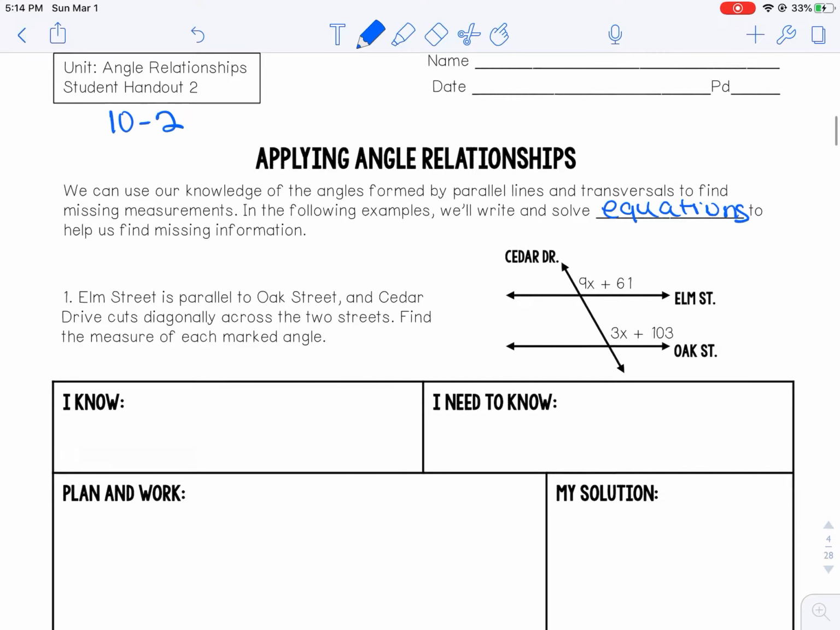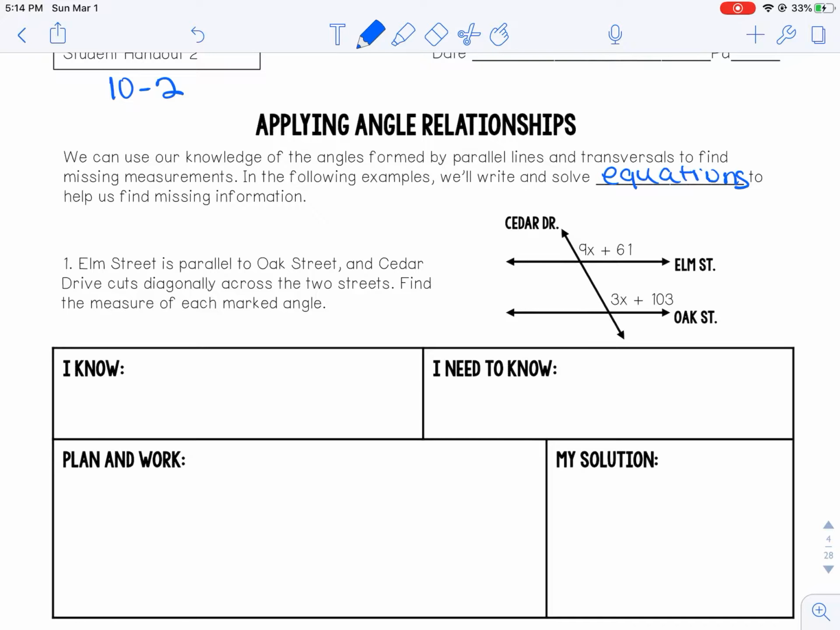Okay, so we have a problem here. Elm Street is parallel to Cedar Drive. Elm Street is parallel to Oak Street, and Cedar Drive is our transversal. We are going to find each of the marked angles. So we need to find out, what is this angle measurement here? What is this angle measurement here? What's different than 10-1 is these do not have angle measurements. They have expressions, and we have to find them.